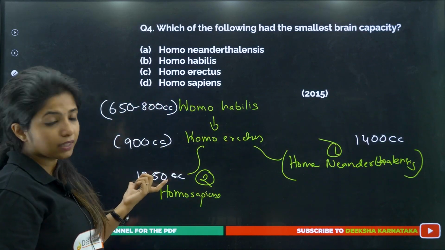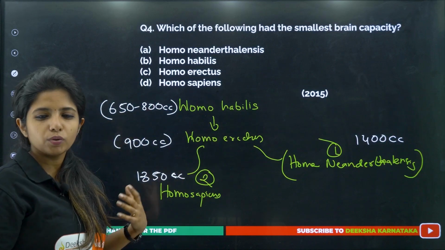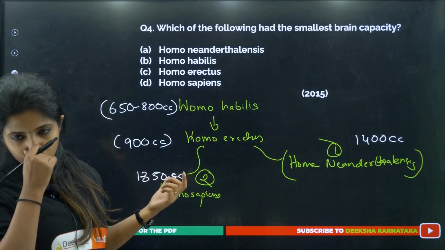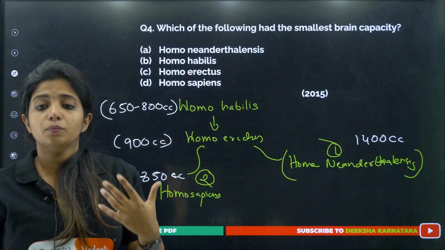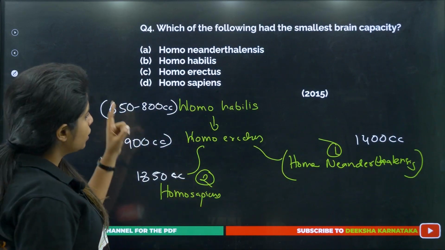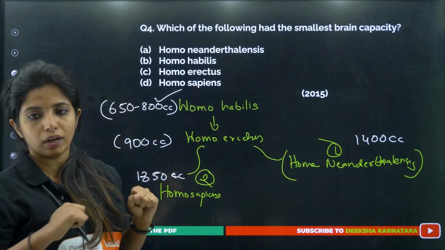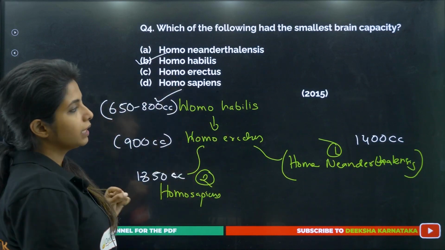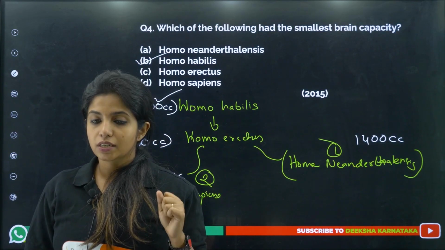If you are confused regarding this, the number is not given in your NCERT, it can be much higher, but according to some other textbooks it is 1350 itself. Anyways, which of the following had the smallest brain capacity is being asked. As you can see, it is Homo habilis which has the lowest brain capacity. So can I put a tick mark on it? Yes, I can. This came in NEET 2015, my dear little champions.